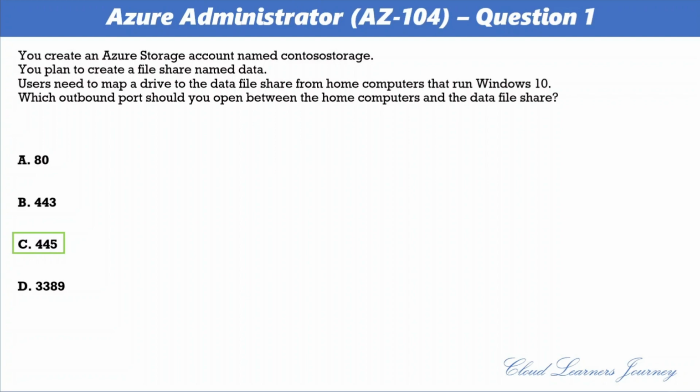Server Message Block, which is SMB, is used to connect to an Azure file share over the internet. The SMB protocol requires TCP port 445 to be open. Incorrect answers: port 80 is required for HTTP to a web server, port 443 is required for HTTPS to a web server, and port 3389 is required for Remote Desktop Protocol connections.